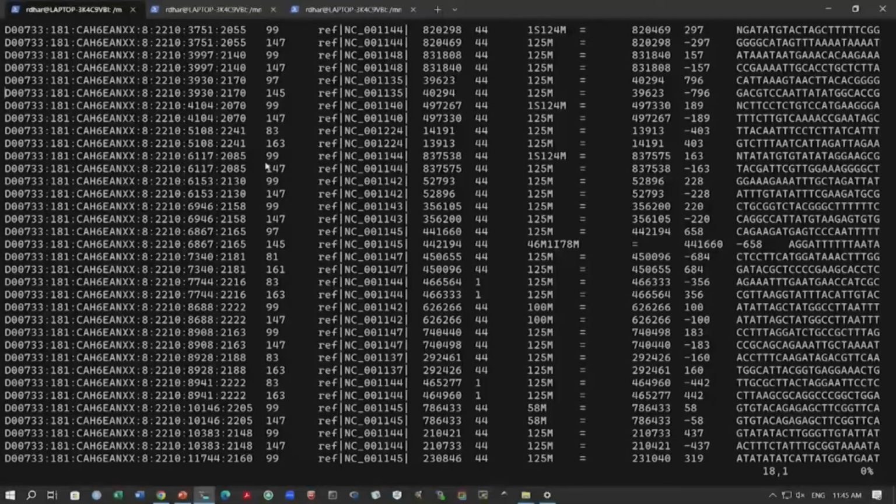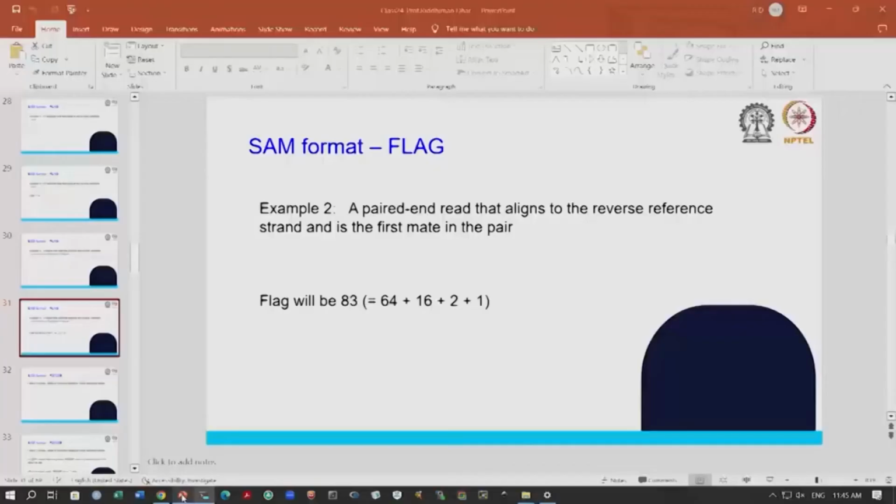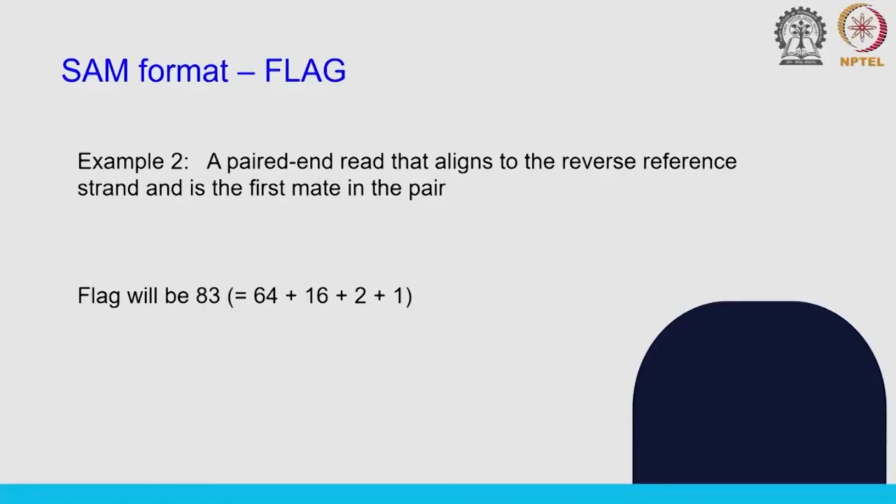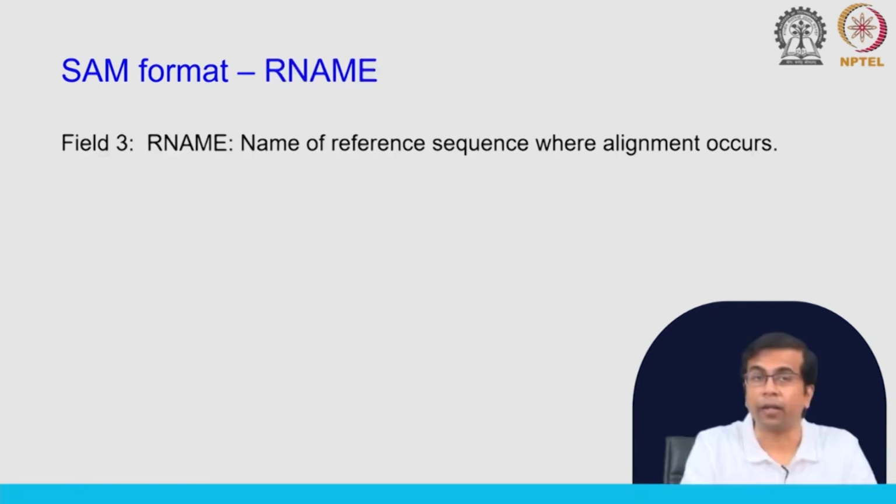We will keep this open, but we can now go back to the presentation and look at the other fields after the flag. So, we have described fields 1 and 2. Now, we can go to field 3. Field 3 describes something called R name. This is the name of the reference sequence where the alignment occurs.